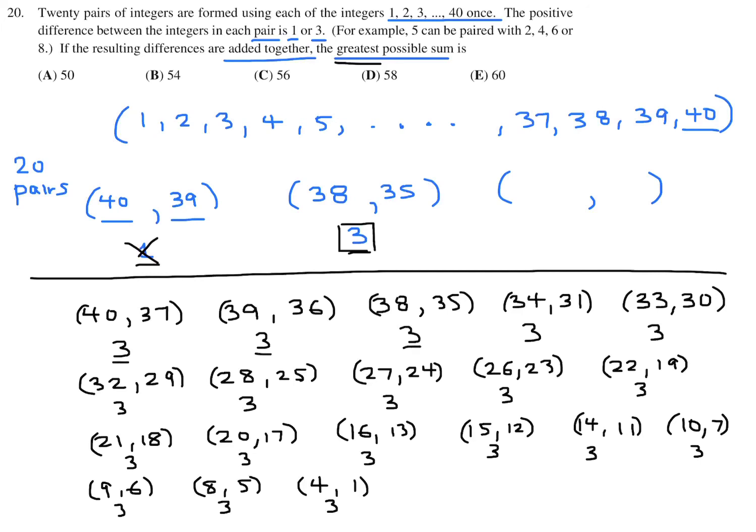So we've got 1, 2, 3, 4, 5, 6, 7, 8, 9, 10, 11, 12, 13, 14, 15, 16, 17, 18, 19. So we've got 19 pairs. Each has a difference of 3. So the sum is 19 times 3, which is equal to 57.